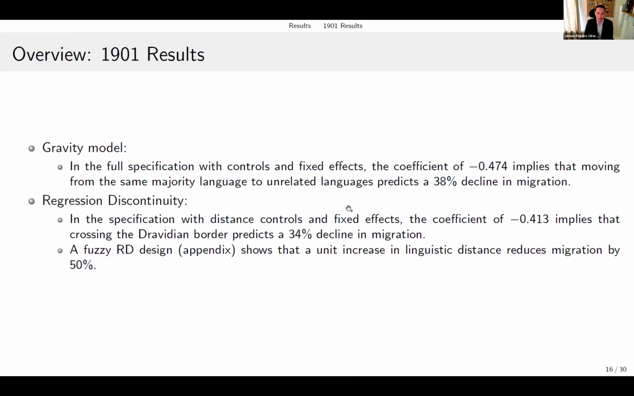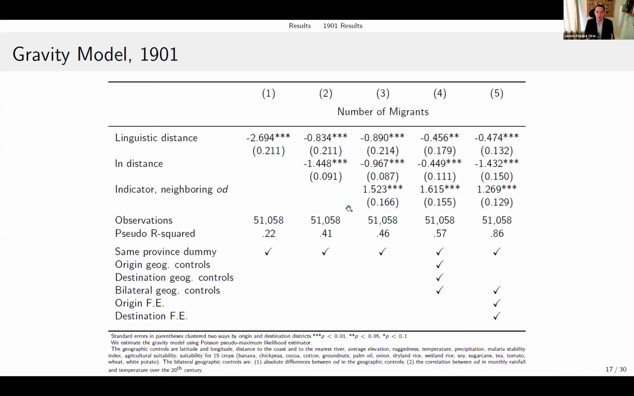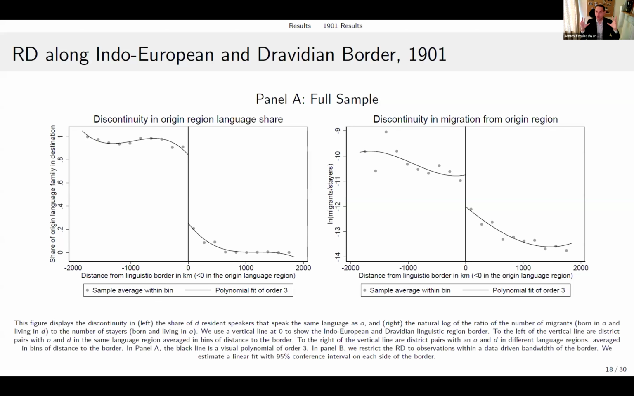Now let's look at the regression discontinuity. First off, we can zoom out and I can just show you the whole country.